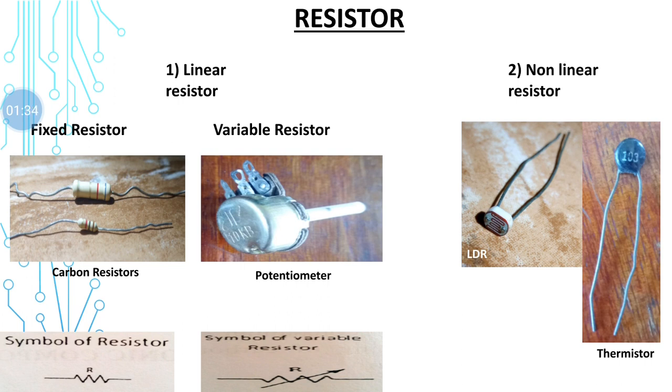shown below the potentiometer. For a non-linear resistor, we use an LDR, which is a light dependent resistor, and it is non-linear, that is, according to the incident light, the resistance increases or decreases. And a thermistor is a device where, according to heat, as the temperature increases or decreases, the resistance value increases or decreases.